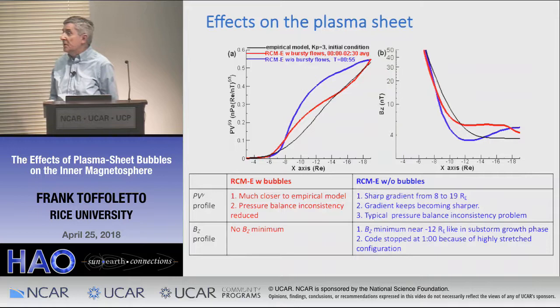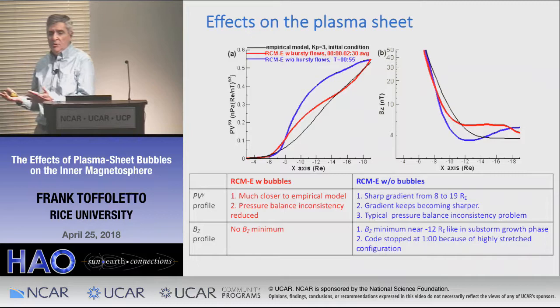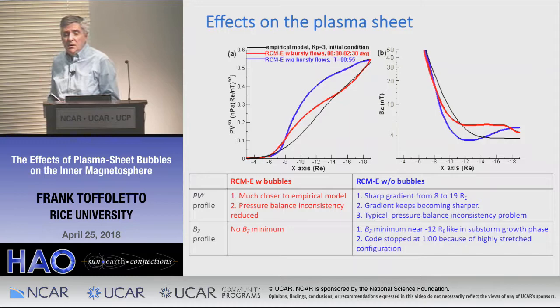So what this is telling us, in conclusion, is that by adding these effects of low entropy bubbles, where instead of having smooth laminar flow in the system, you have this kind of bursty sporadic flow coming in from the tail, you can resolve this long-standing puzzle in magnetospheric physics, which is the so-called pressure balance inconsistency. You no longer have that if you allow this sort of structure to form in the tail and it affects the plasma sheet.